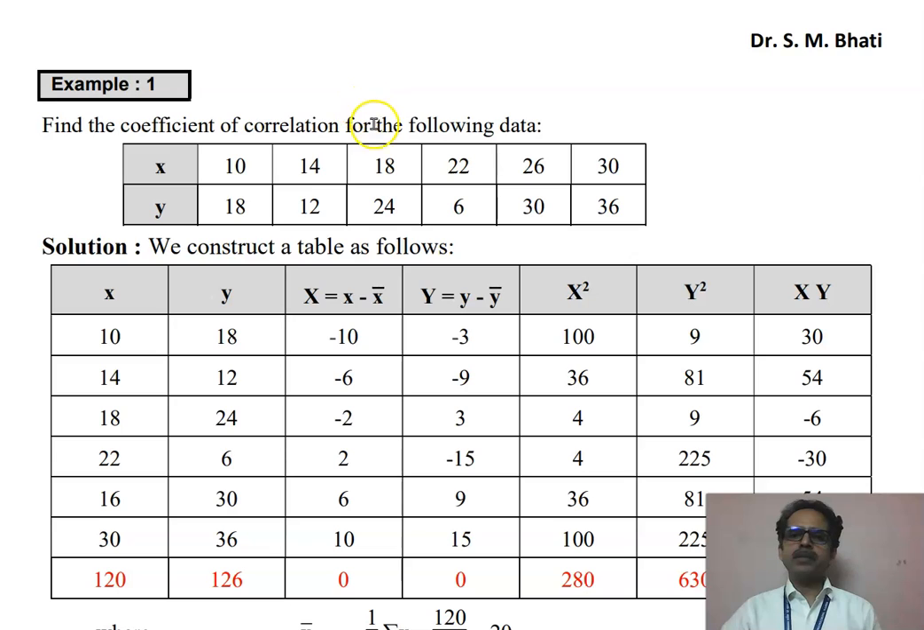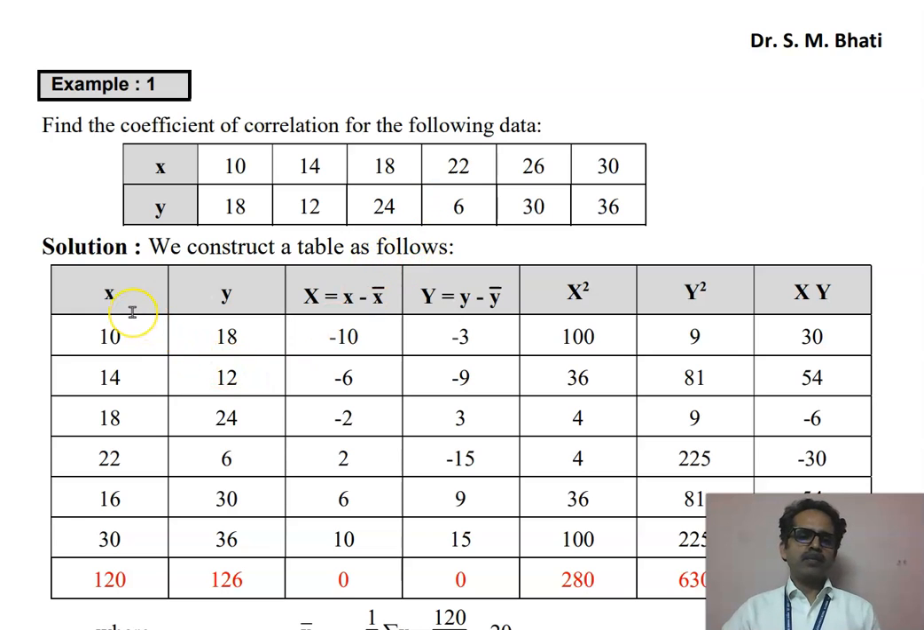Let's see the first example. Find the coefficient of correlation for the following data. Look at the data. The first row represents the values of x, and the second row represents the corresponding values of y. Now from this given data we have to make a table.